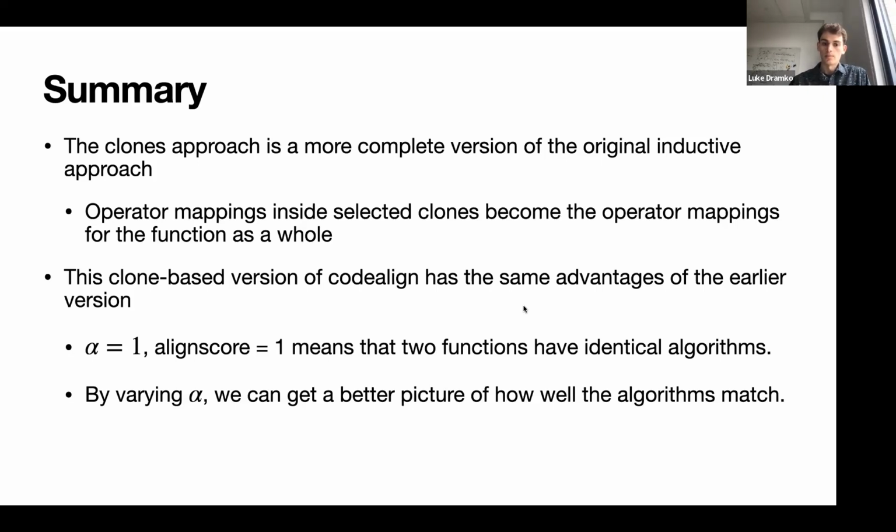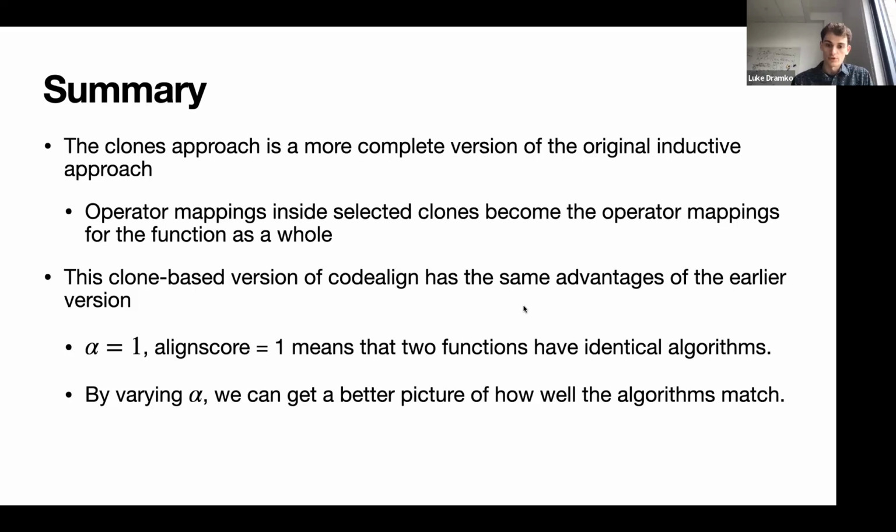Operator mappings inside selected clones become the operator mappings for the function as a whole. So if we can compute clones, clones are just lists of individual operator alignments. Once you've shown things with clones, you can just unwrap the operator alignments inside the clones, and then you have your final alignment.